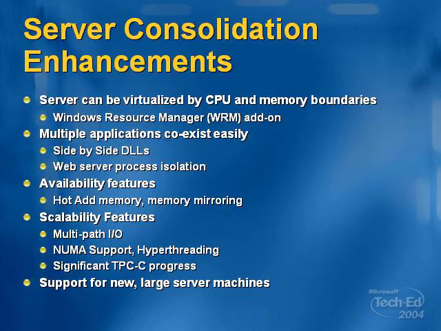There have been a variety of enhancements that facilitate this. The server can be virtualized by CPU and memory boundaries. The Windows Resource Manager is an add-on that we're going to take a look at in just a second that allows you to control those things. You can have multiple applications coexist side by side, as well as have side-by-side DLLs. It allows you to isolate web server processes through improved features, as well as some hot swap features for memory and memory mirroring. Also a number of scalability features in terms of NUMA support and hyperthreading, as well as support for new large server machines.